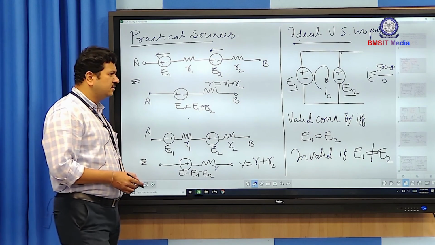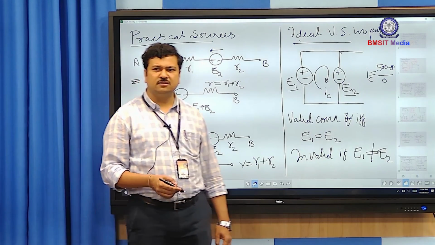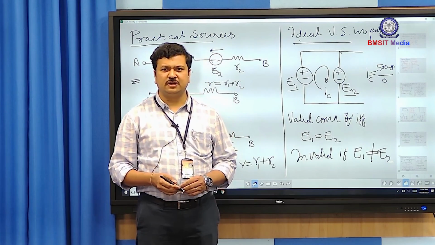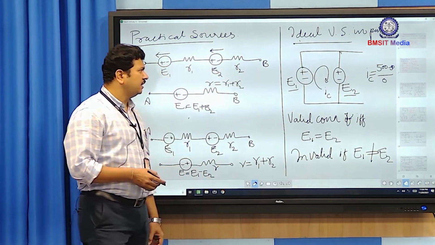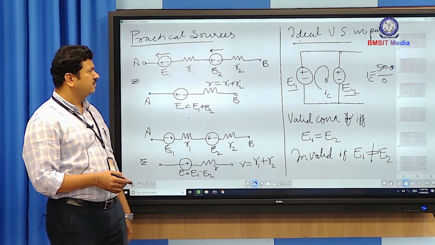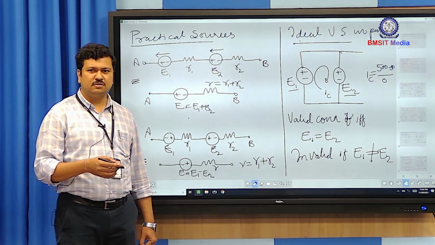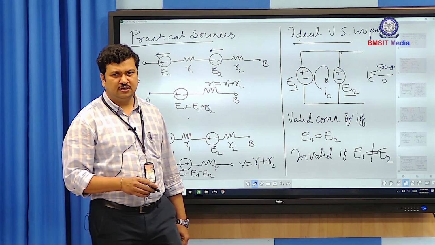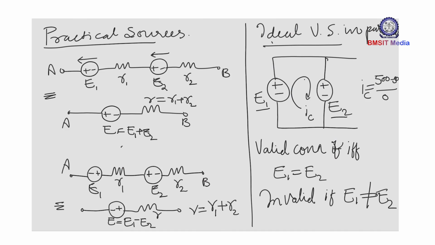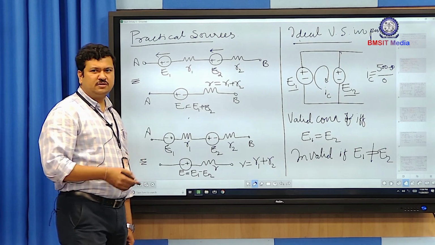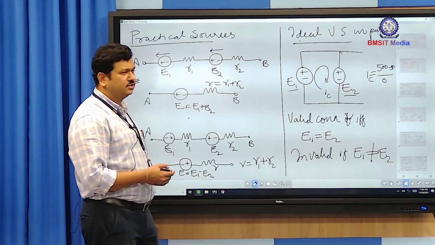With this we will end today's session. In the next session of electric circuit analysis, we will look into the connection of ideal and practical current sources, which connection is valid and which connection is invalid. With this we will end, and in the next session we will continue with the connection of current sources.